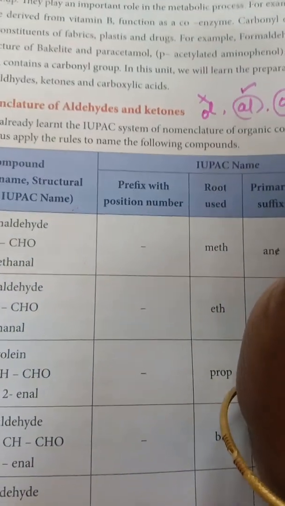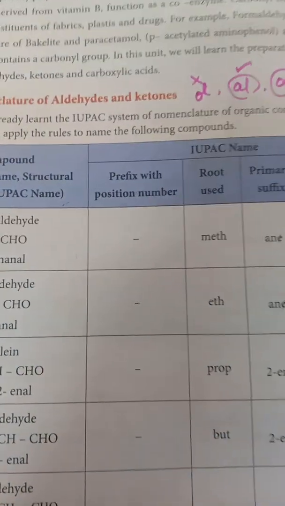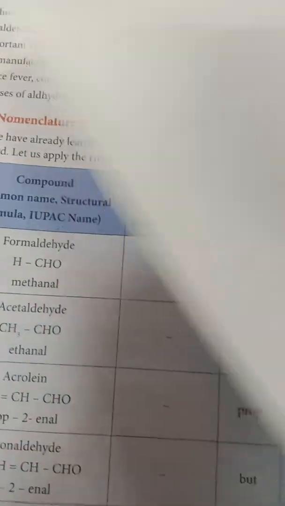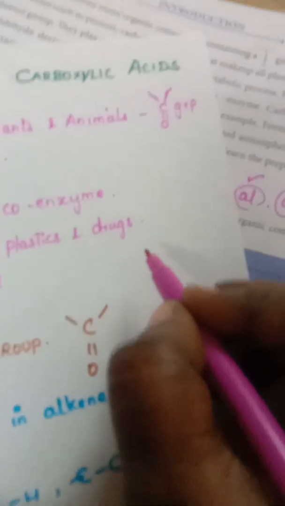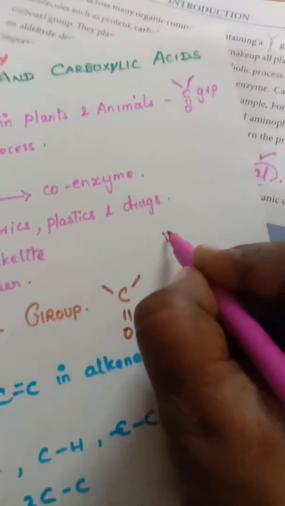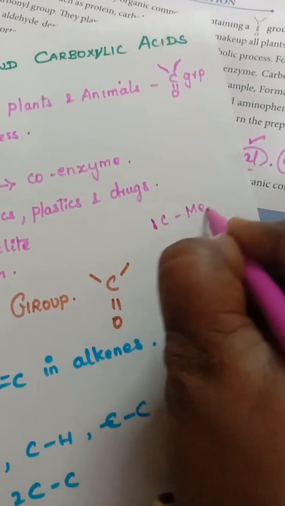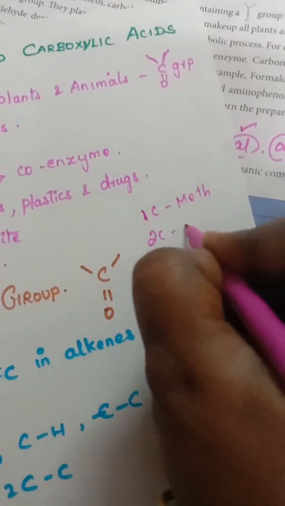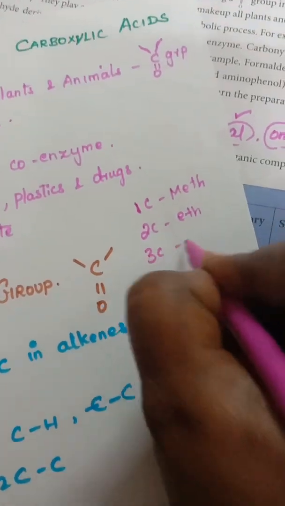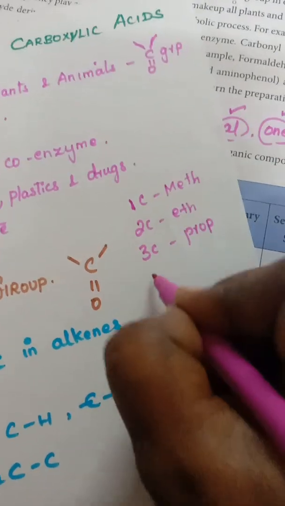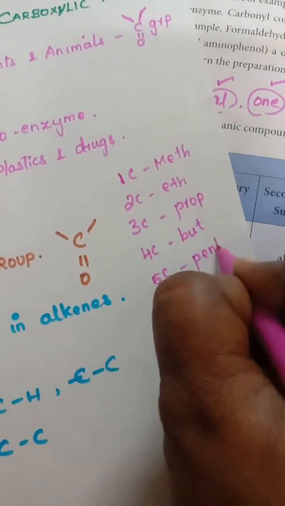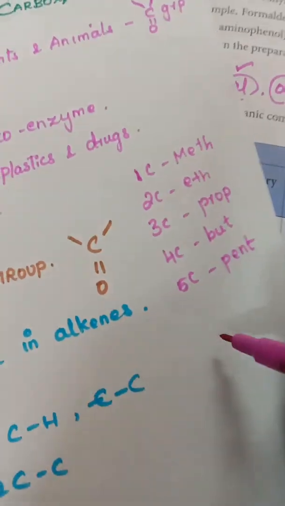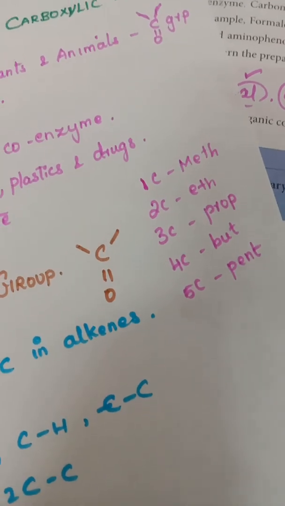So already we learnt, if a compound contains one carbon atom, then you say it as meth, right? One carbon means you say it as meth, two carbons means you say it as eth, and three carbons means you say it as prop, four carbons means but, five means pent. So this goes on, right? Pent, hex, then hept. So this you have already learnt.